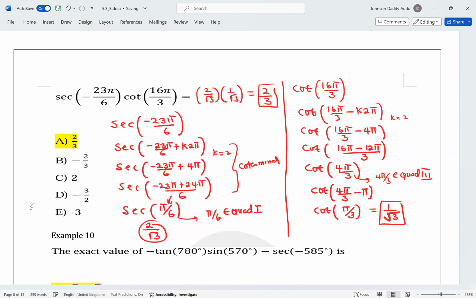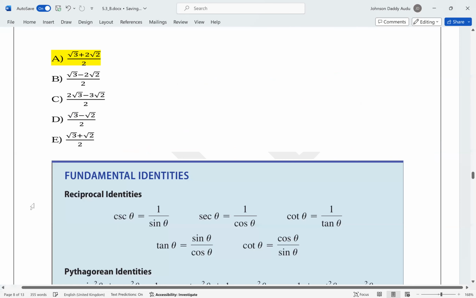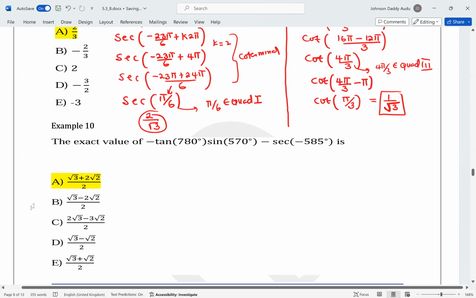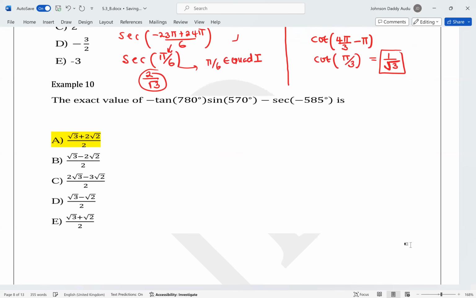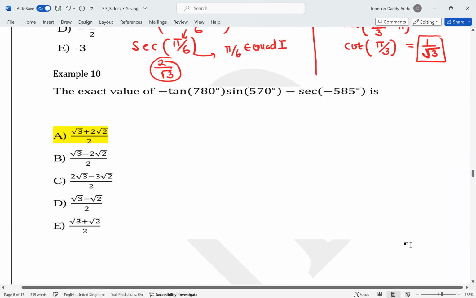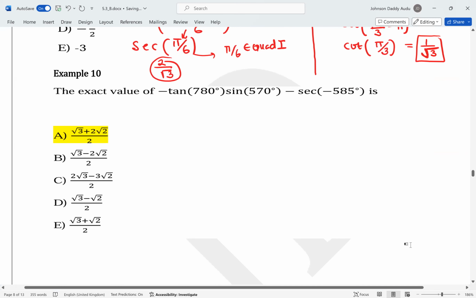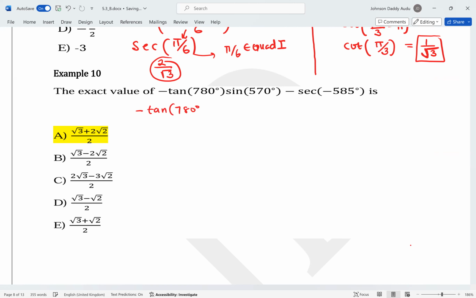Okay. So let's take this last one. Find the exact value of minus tan 780 degrees, sine 570, minus sec. Here, all these we can do one by one. So let's start with minus tan 780. This one is going to be minus tan.